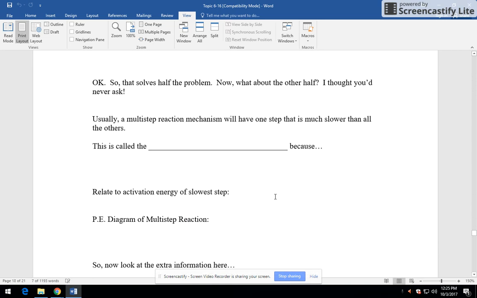Page 40 solves half the problem. What about the other half? So a multi-step mechanism is always going to have one step that is much slower than all the others. That one is called either the rate determining or the rate limiting step. Either one, rate determining step, rate limiting step, because it's the slowest step in the process, and it sets the rate.